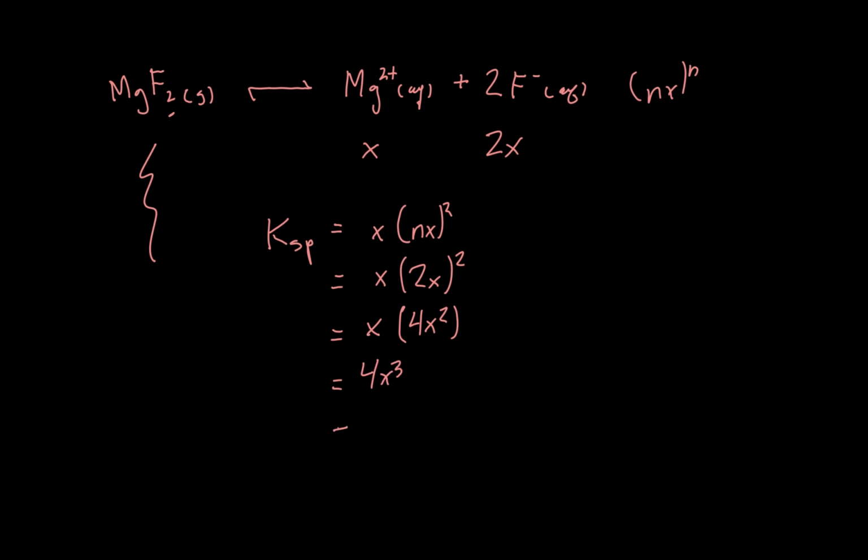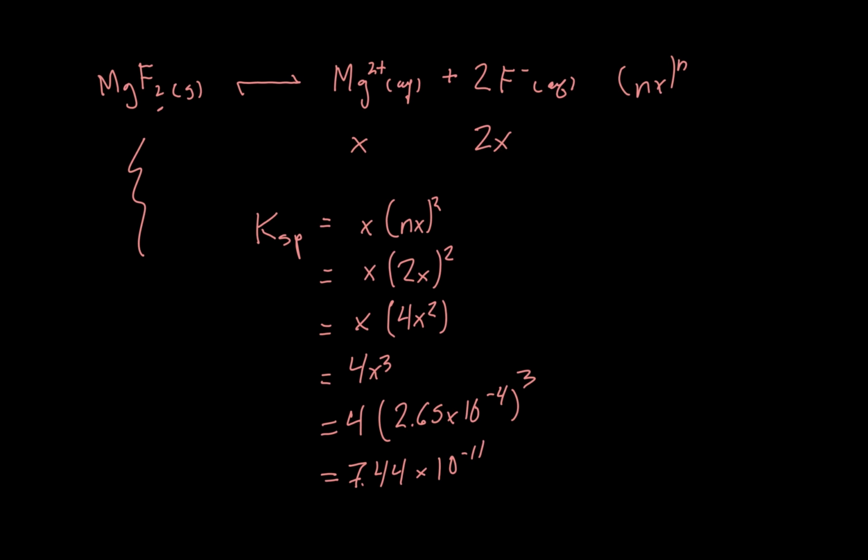All right, long time no see. Okay, and this time we had 2.65 times 10 to the -4, and that is going to be cubed. All right, and that gives us a grand total of 7.44 times 10 to the -11. And there we go. That's it for question 2.1.